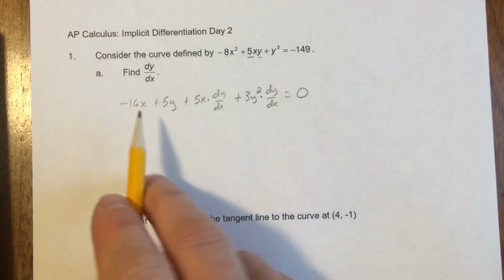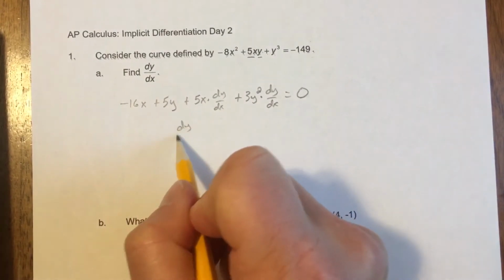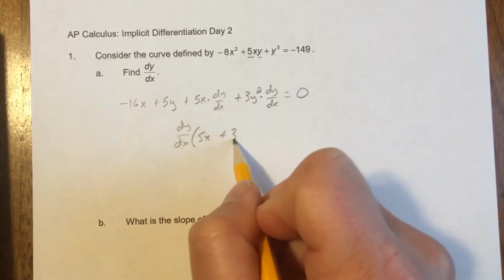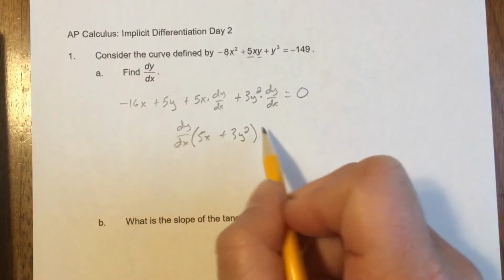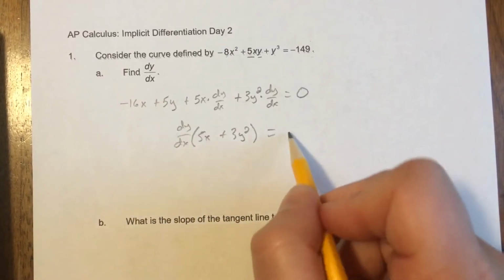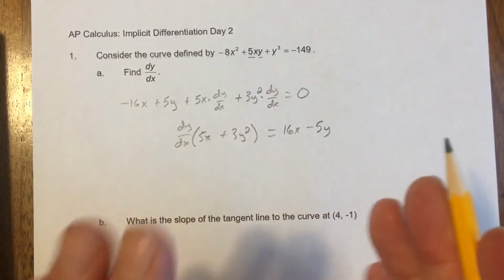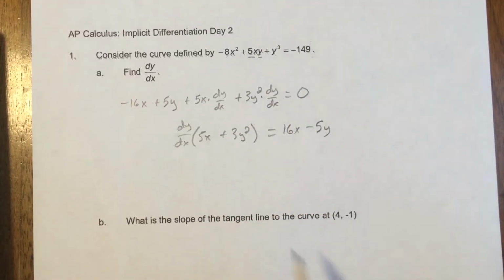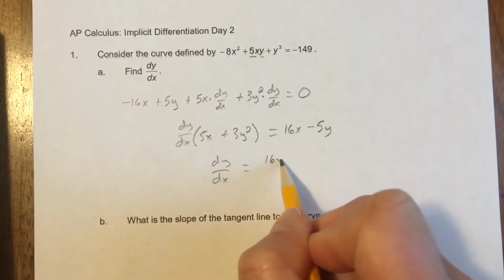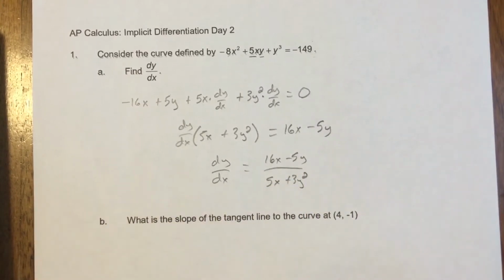All right. Now what we're going to do is move these two things over, and we're going to factor a dy/dx out. So we're going to have dy/dx times (5x plus 3y squared), okay? So that's pulling a dy/dx out of those two terms, equals, and if I add 16x over and subtract 5y, so I'm moving the terms that have dy/dx to one side, other terms over to the other. Then the last thing we do is divide, and we get dy/dx equal to (16x minus 5y) over (5x plus 3y squared). Okay.